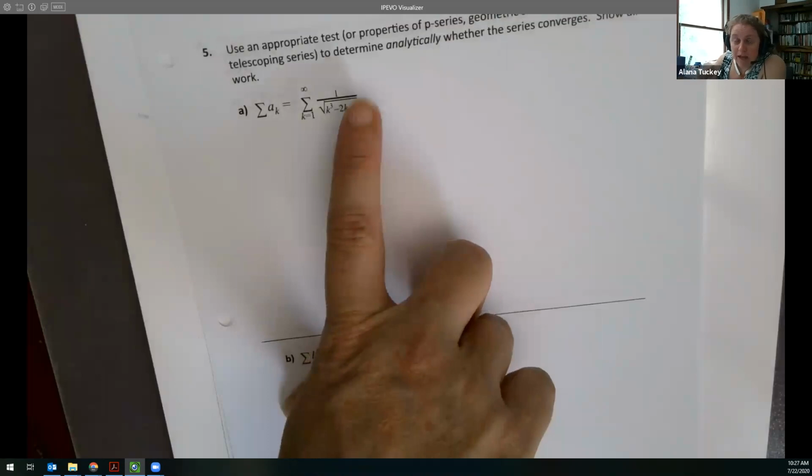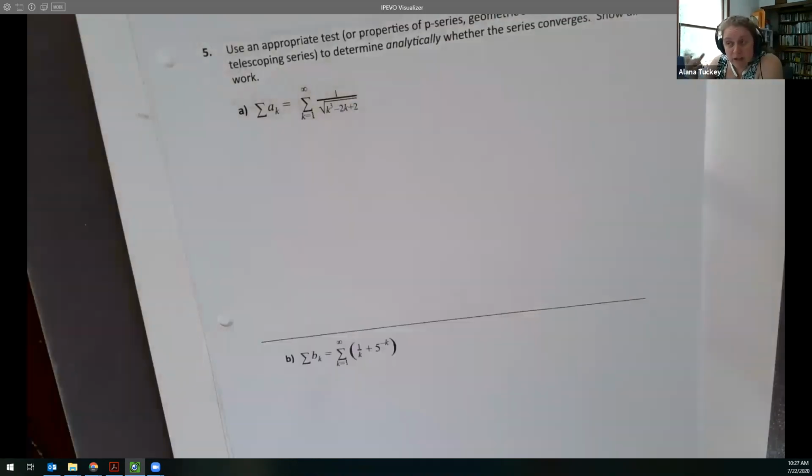Okay, so 5a, for those of you, a lot of you were like, it's similar to this, so therefore it must converge. It does converge, but that doesn't prove it. Like, you got to prove it. You got to do the work, right? There should be like a whole half page worth of work right there for that one.